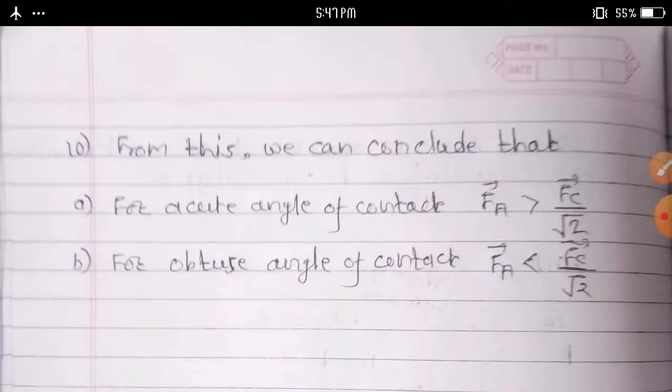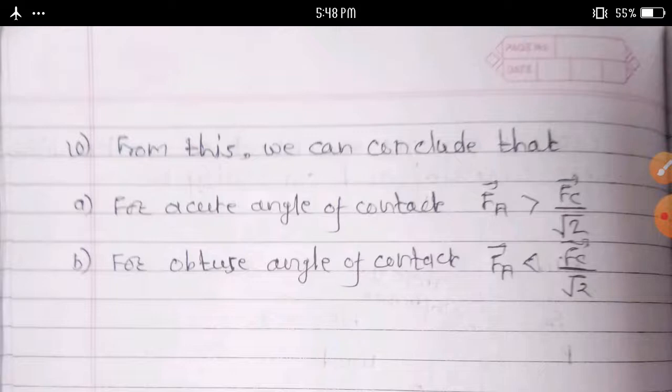From this we can conclude that for an acute angle of contact, F suffix A is greater than F suffix C upon square root of 2, and for an obtuse angle of contact, F suffix A is less than F suffix C upon square root of 2. In this way, we can complete the shape of the meniscus.